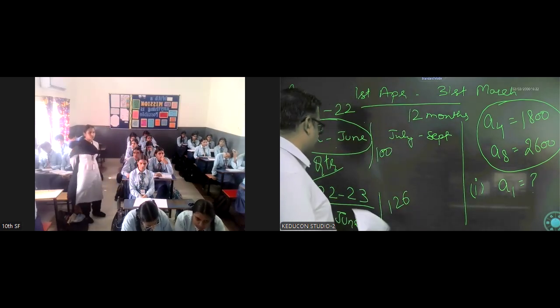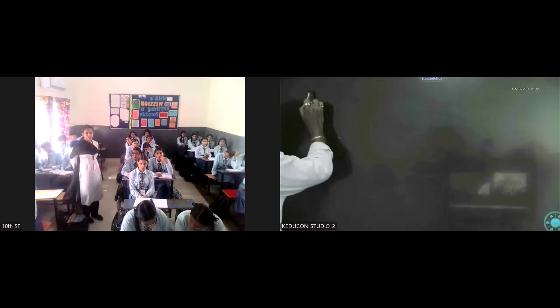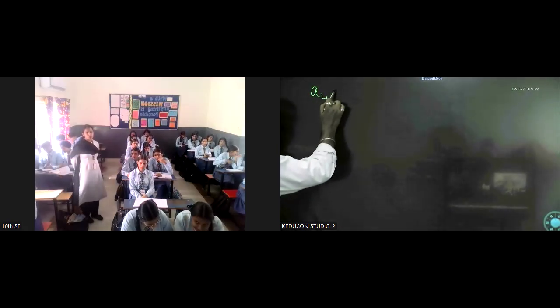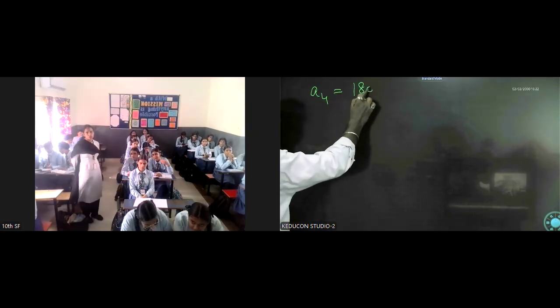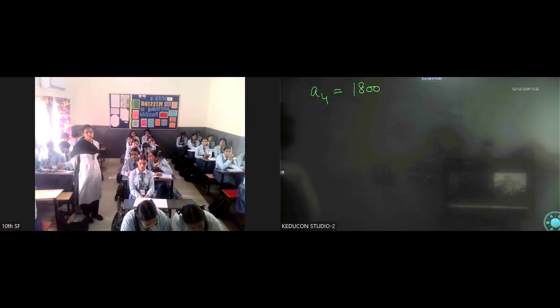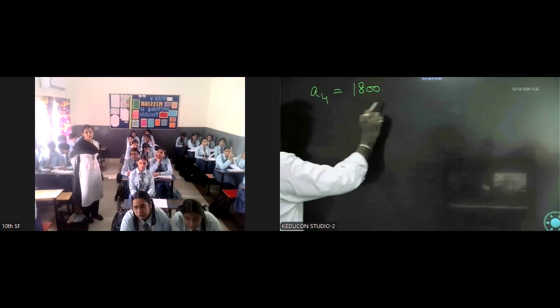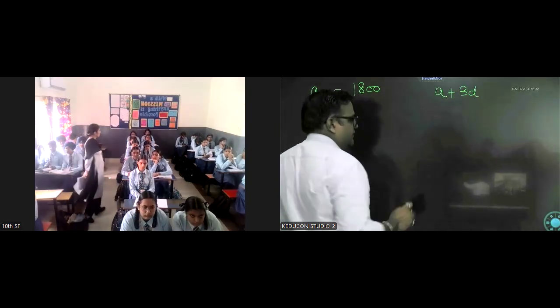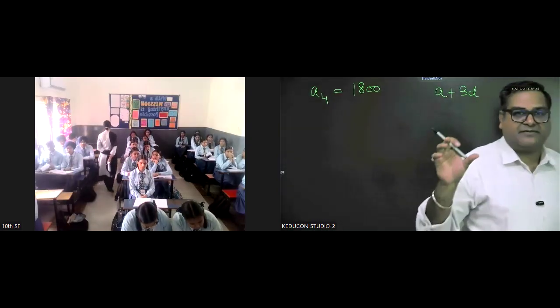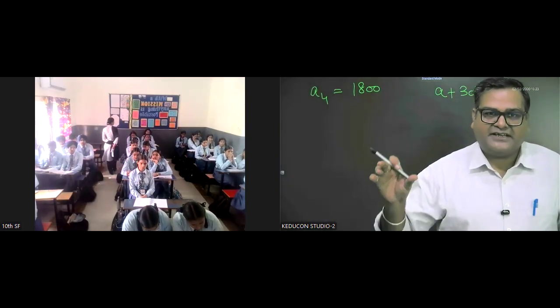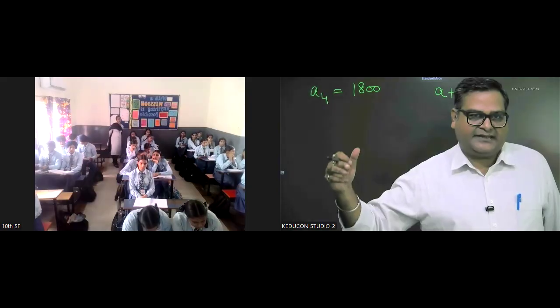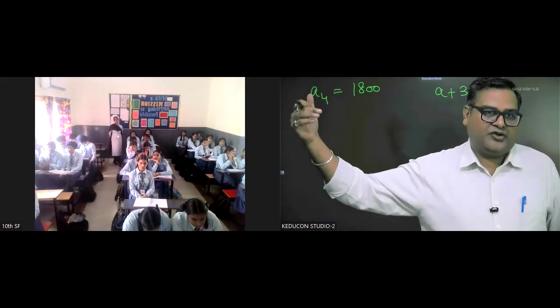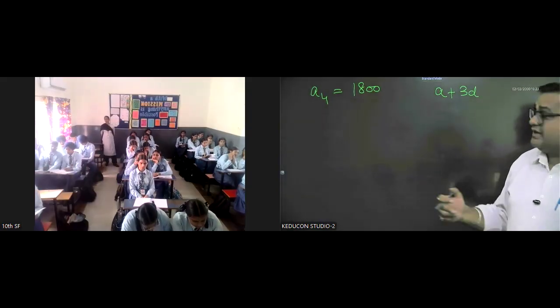Come, let's see how this will be done. It is given that in the 4th year the production should be 1800. What do you mean by 4th? A plus 3D. First year is represented by the first term, second year by the second term, third year by the third term, and so on. So the 4th year is the fourth term of the AP.